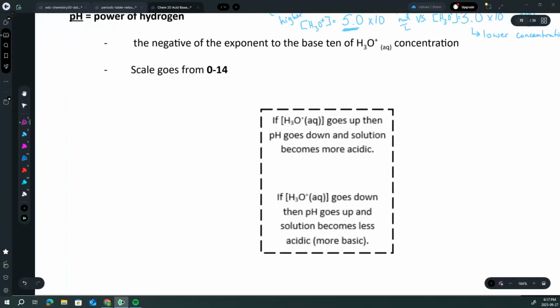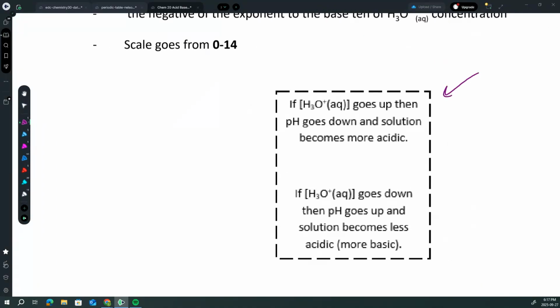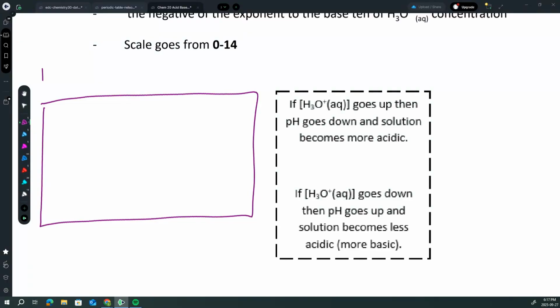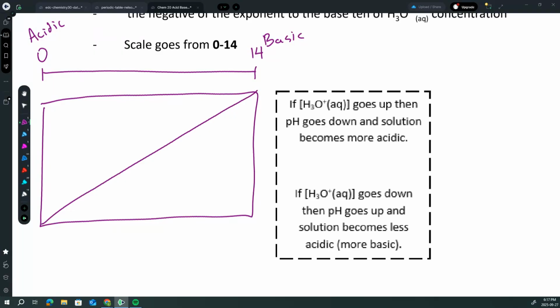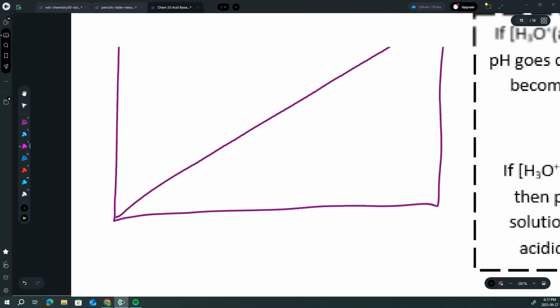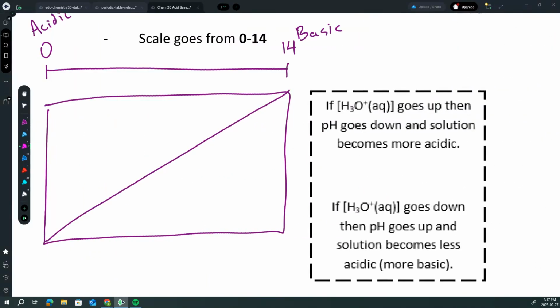Okay, so a nice visual for what's in this box here, I'm going to draw it over to the left here. So let's say we've got a rectangle here, and it's representing our pH from 0, so very acidic, to basic, being 14. So this is acidic, this is basic. Okay, and what we're going to do is draw a diagonal line. So this is just a visual representation of what this box is saying.